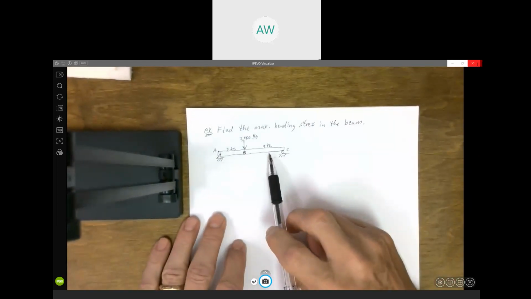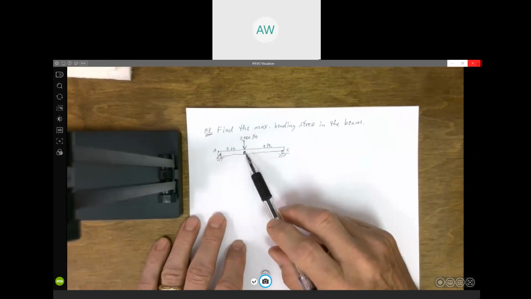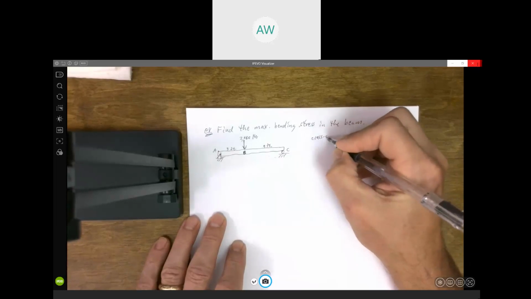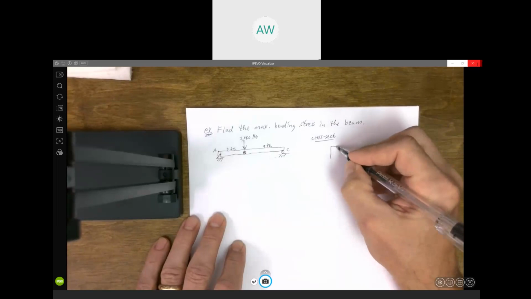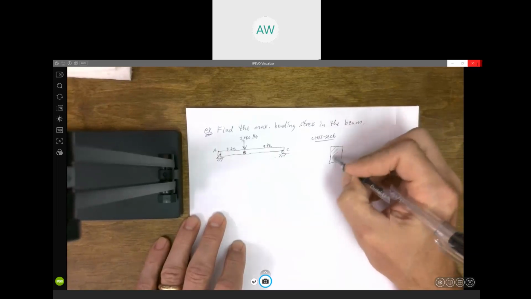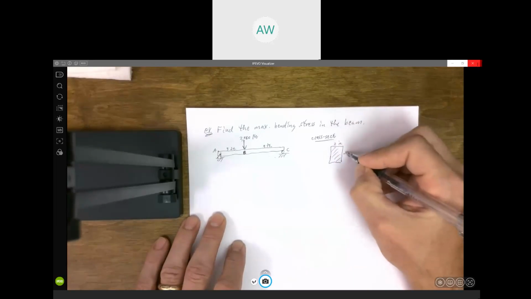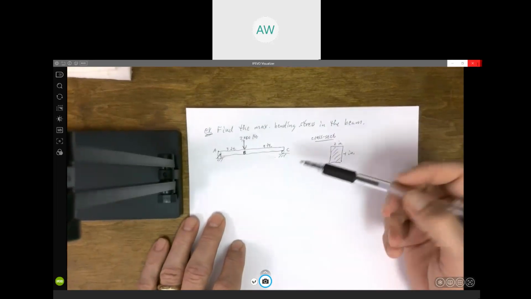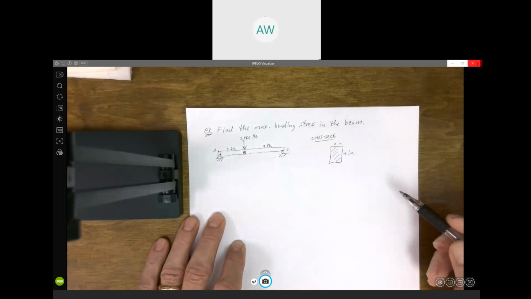That is 12 feet long, and 3 feet from the left end, we got a 2,000 pound force, and we're also given what the cross section looks like. The cross section is 2 by 4 inches. All right, so that's what it would look like if you looked at the end of that beam. And that's what the cross section looks like.